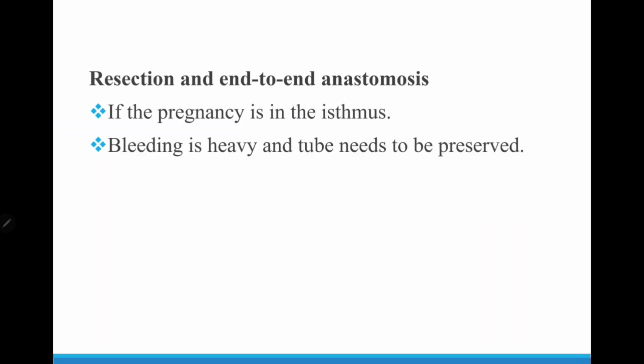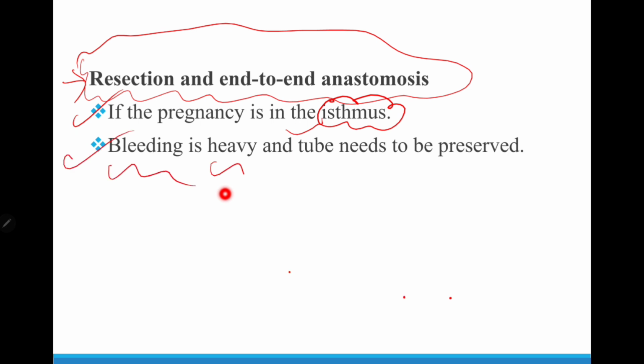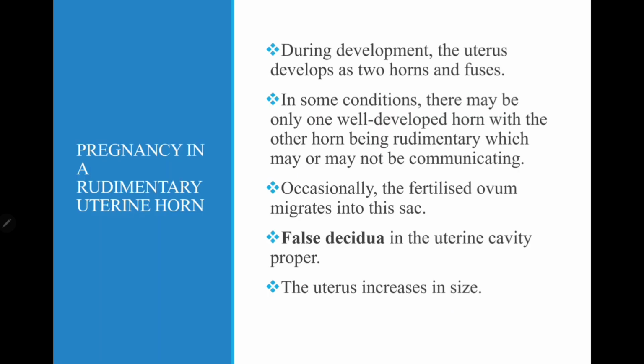Now, if the pregnancy is in the isthmus, then rupture is more probable. So in such cases, we are going to opt for resection and end-to-end anastomosis. Very important: when there is rupture and the pregnancy is in the isthmus, resection and end-to-end anastomosis is done. Also, when the bleeding is going to be heavy and the tube needs to be preserved, resection and end-to-end anastomosis is done.